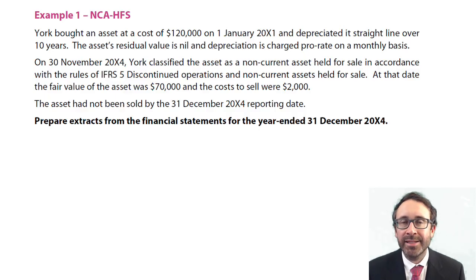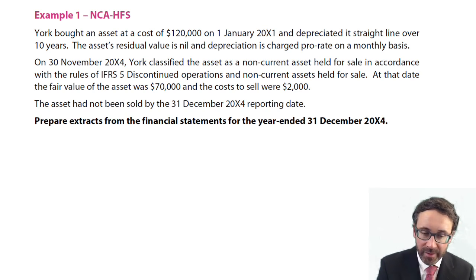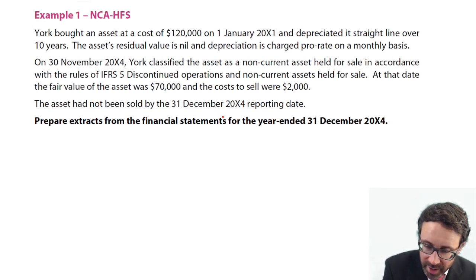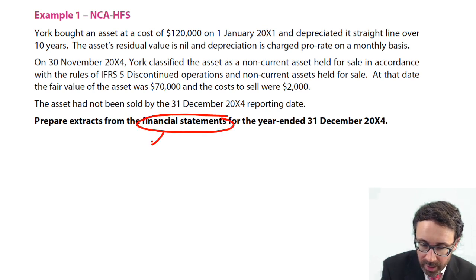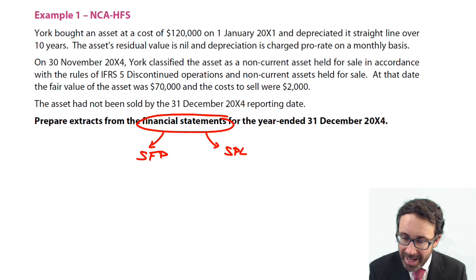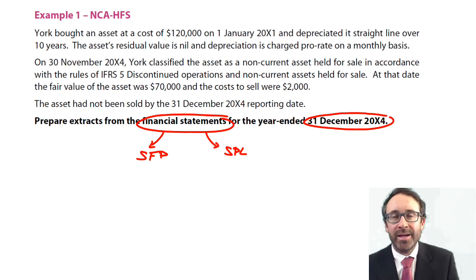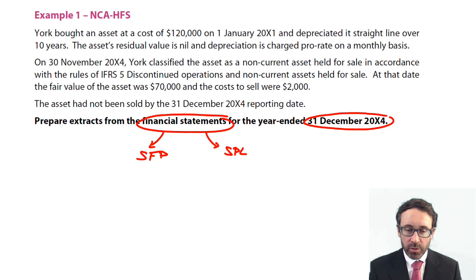So let's have a look at an example that covers our non-current assets held for sale on the statement of financial position. The focus at the moment is on a single item of PPE and also on the cost model. So what do we have? The question wants us to prepare the extract from the financial statements, the SFP and the statement of profit or loss, for a reporting date of the 31st of December 20x4.